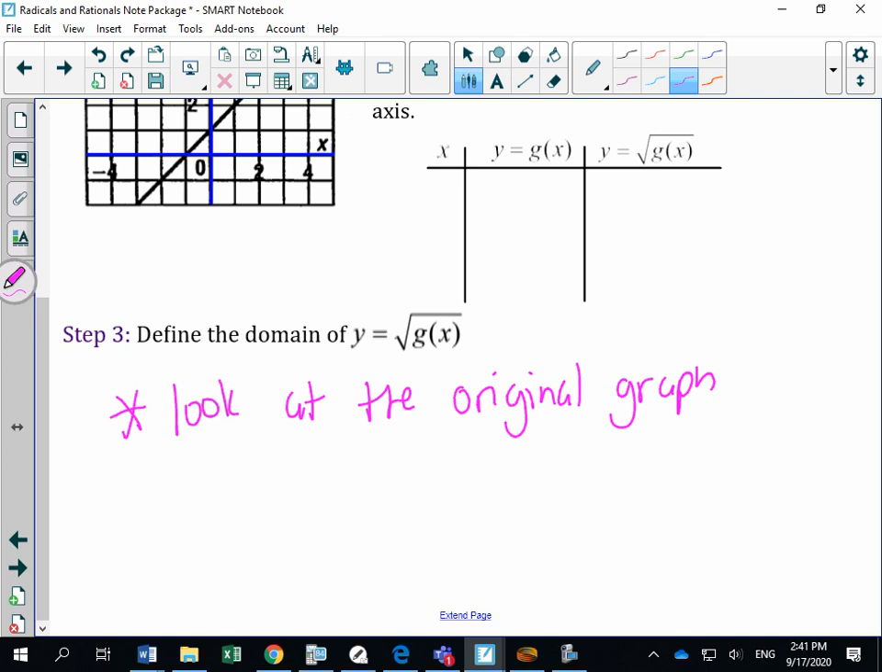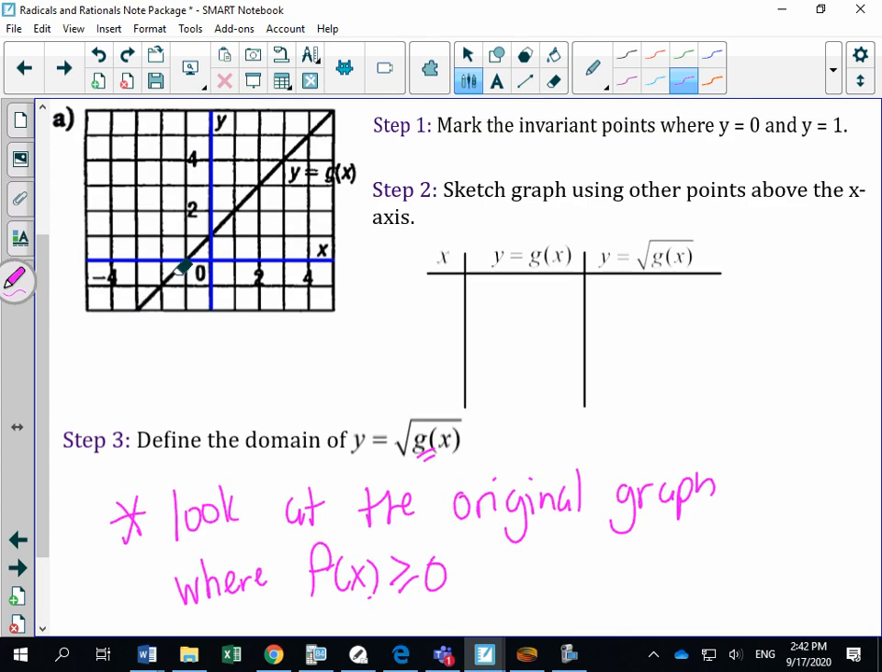So when we're finding the domain of our radical graph, you always look at the original graph. And what you're going to look for is where is the graph, so where is f of x, or in this case it's g of x, where is that graph greater than or equal to 0? This is my graph here, and 0 is right here, right? This is y is equal to 0 there. And what I want is, what is the piece of the graph where my graph is greater than 0? And it would be this piece here.